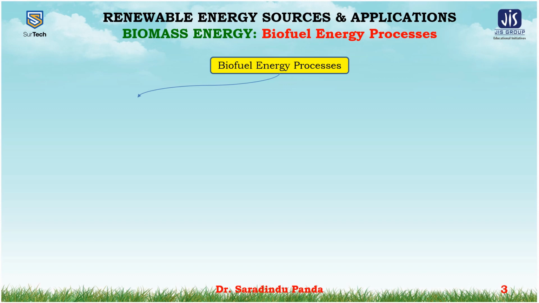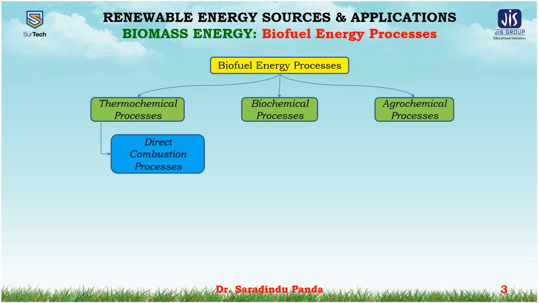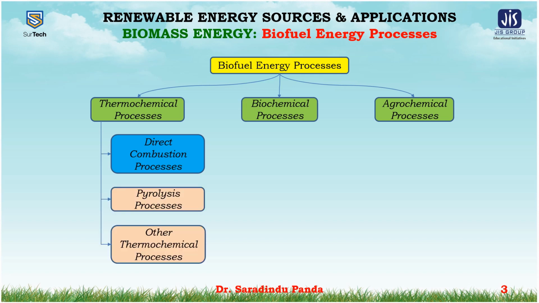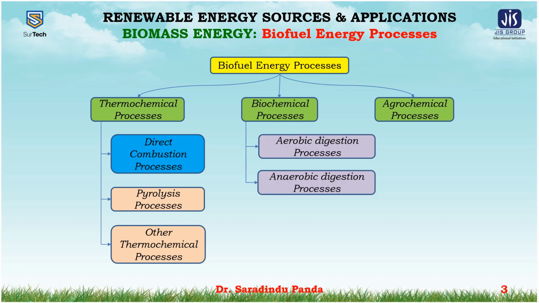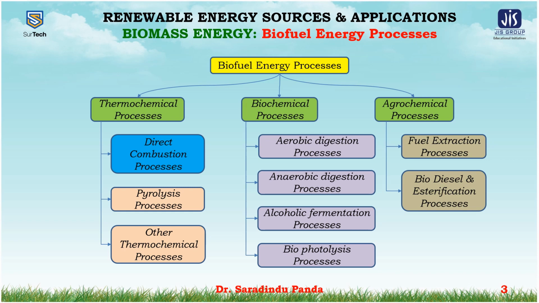The biofuel energy processes are mainly classified by thermochemical process, biochemical process, and the agrochemical process. The thermochemical process includes the direct combustion process, pyrolysis process, and the other thermochemical process. The biochemical processes consist of the aerobic digestion process, anaerobic digestion process, alcoholic fermentation process, and the biophotolysis process. Similarly, the agrochemical processes are also classified by the fuel extraction process and the biodiesel and esterification process. In this lecture, I elaborately discuss the direct combustion process.